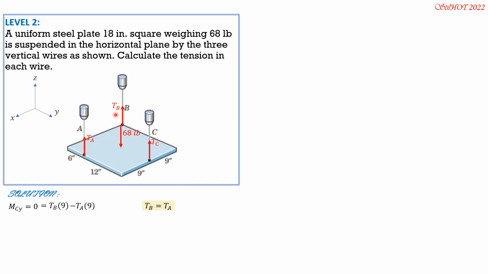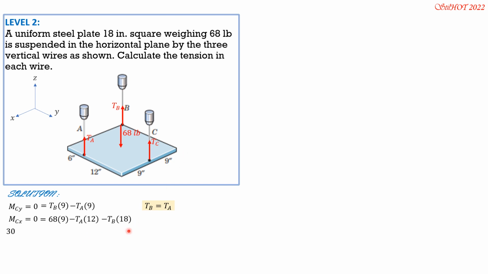Then, so that tension A and tension B are still involved, we sum up moment about this axis. This is parallel to the x, so moment CX. By right thumb rule, this is your right thumb, the positive sense of moment is in that direction. That's a positive sense of moment. So 68 is positive, equals 68 times 9, because this is at the center. Then minus tension A times 12, and minus tension B times 18, because this is 18.